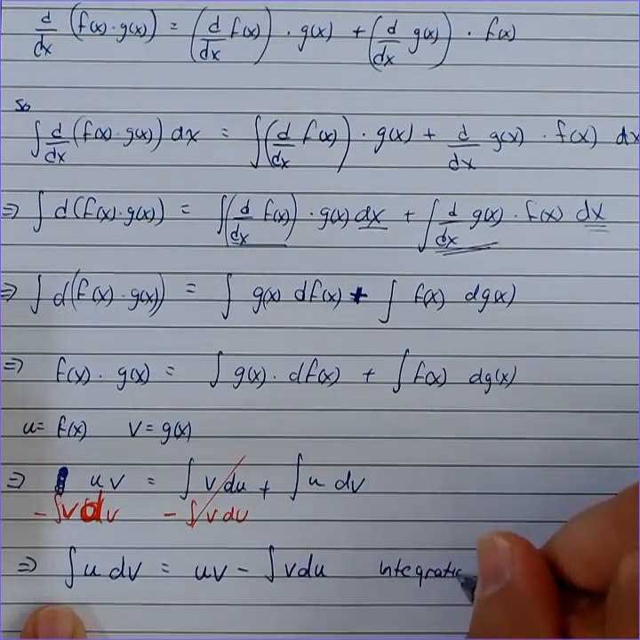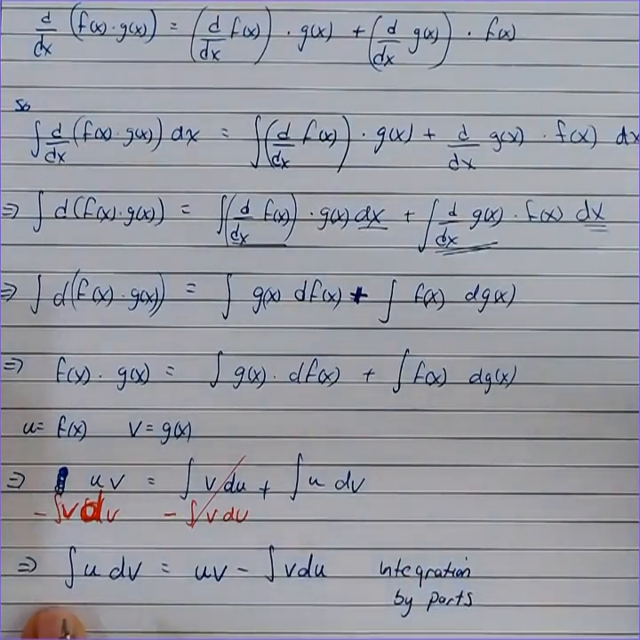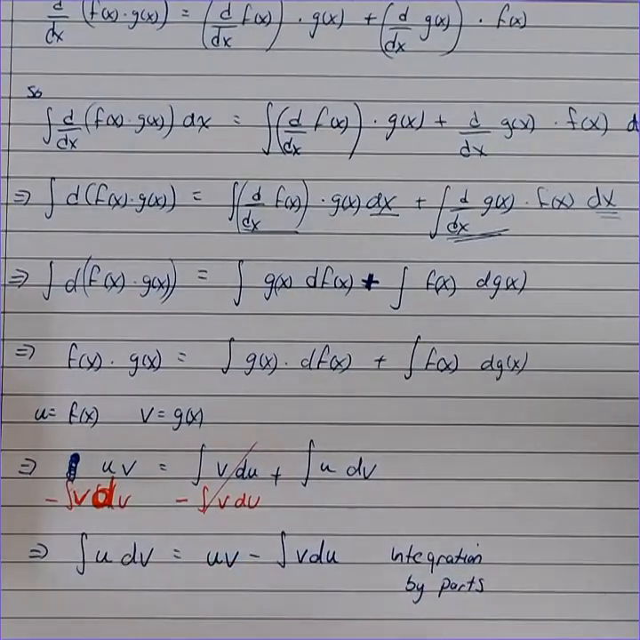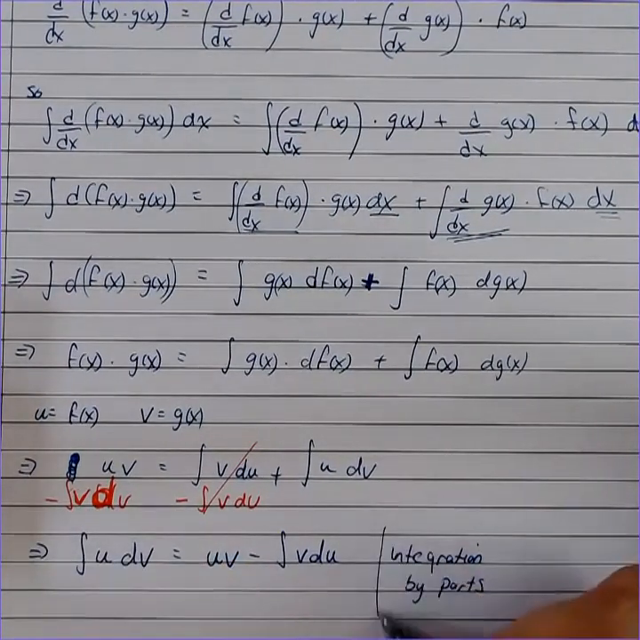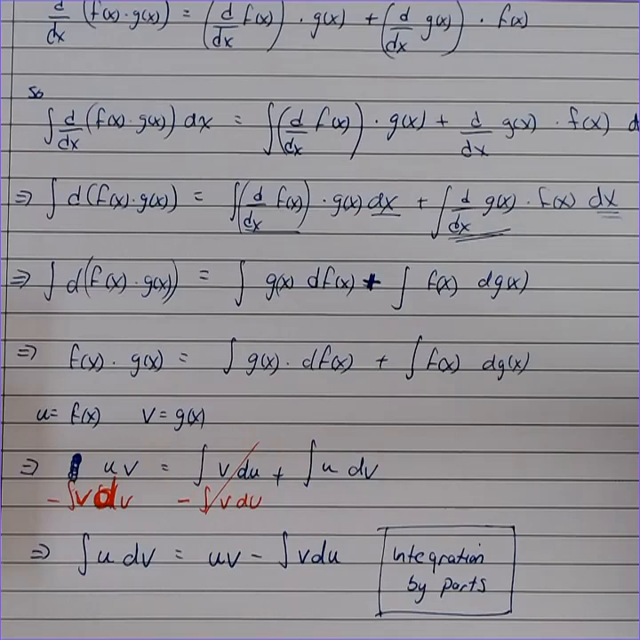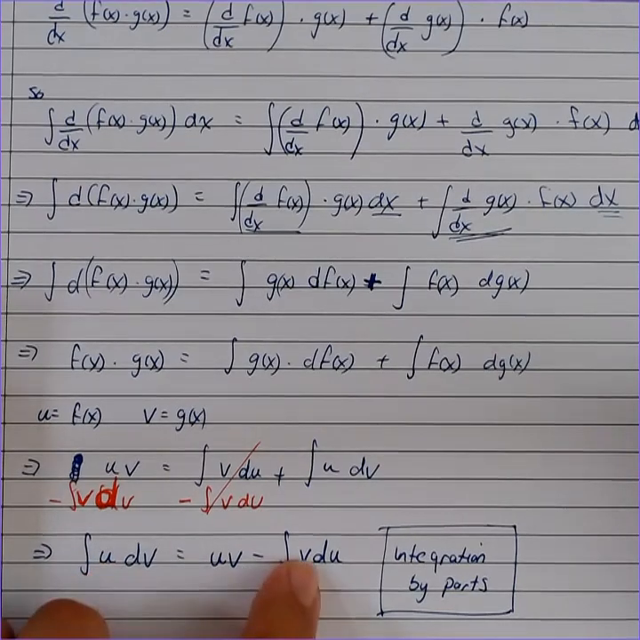Integration by parts. And it is the counterpart to the product rule. If you're going to differentiate a product, you use the product rule. If you're going to integrate a product, you use integration by parts. Note that this technique does not give you an answer on its own. What it does is it changes this integral to a different integral.